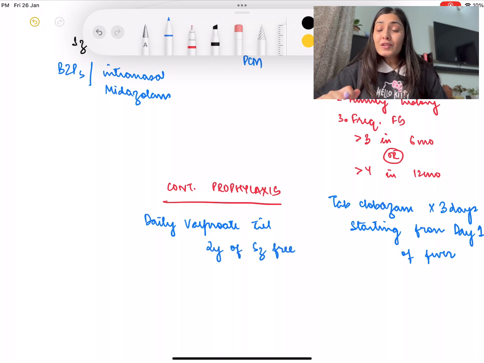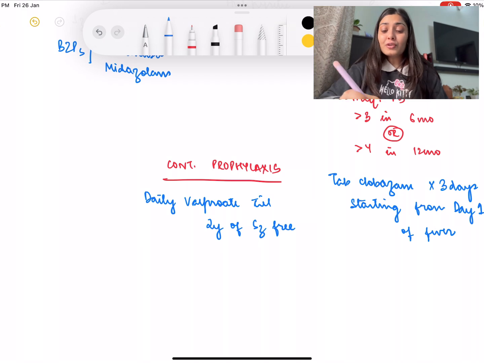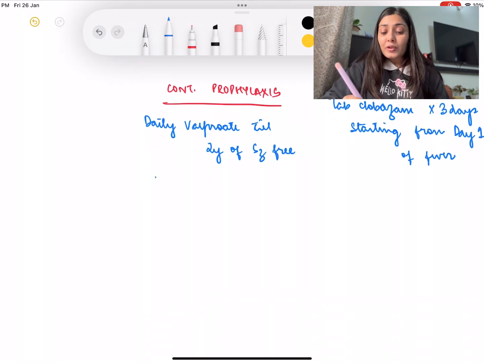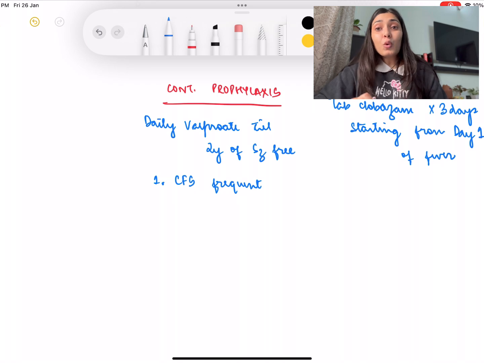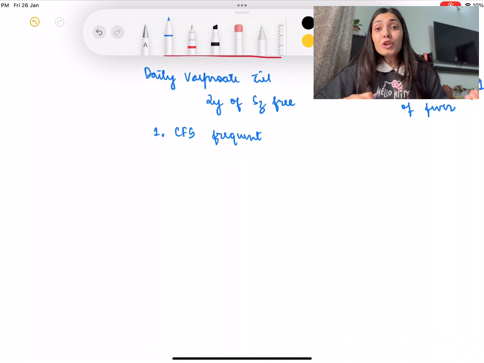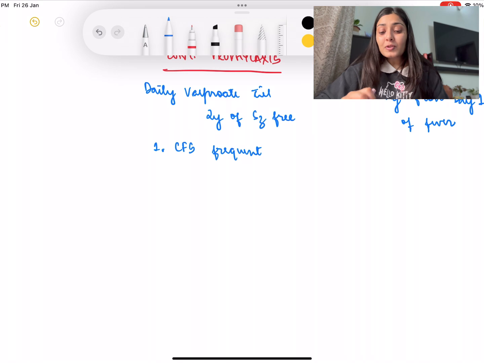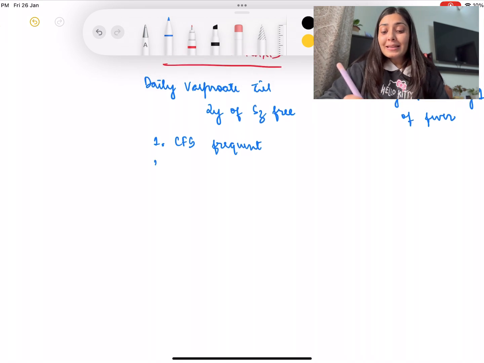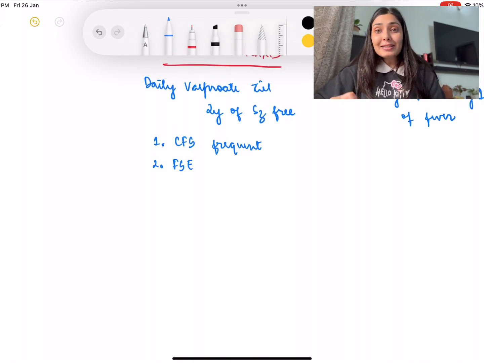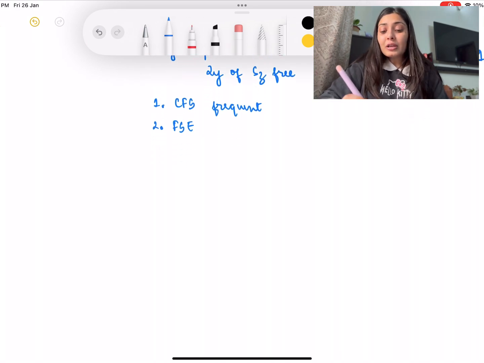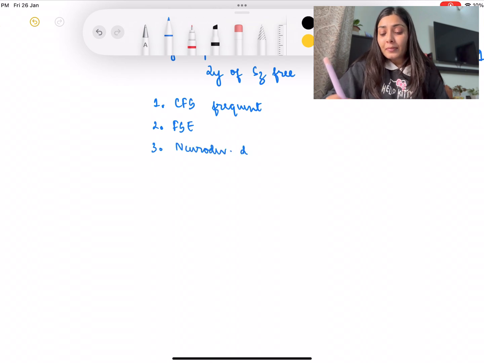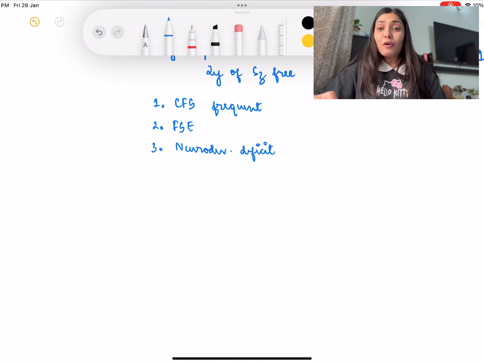We give this daily therapy, continuous prophylaxis, in children where there is frequent complex febrile seizure, that is more than 3 in 6 months or more than 4 in 12 months. Children that have febrile status epilepticus, that is febrile seizure lasting for more than 30 minutes. And lastly, in children with some neurodevelopmental deficit or delay. So this covers the topic of febrile seizure.